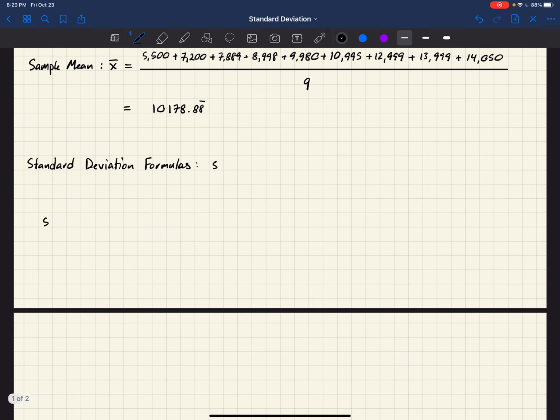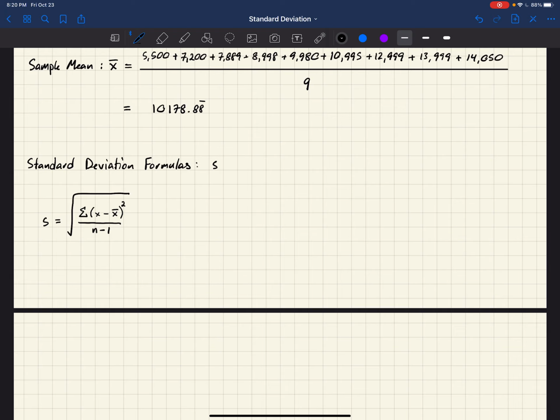So one of the formulas you'll see, the standard deviation is equal to the sum of the square of the difference. Each data value, x, minus the sample mean. We square this value, and then we divide by n minus 1. And finally, we take the square root. That's the sample standard deviation.